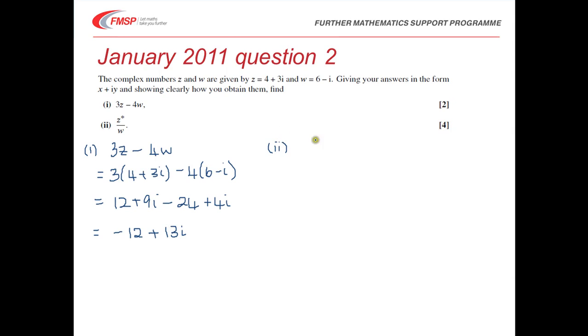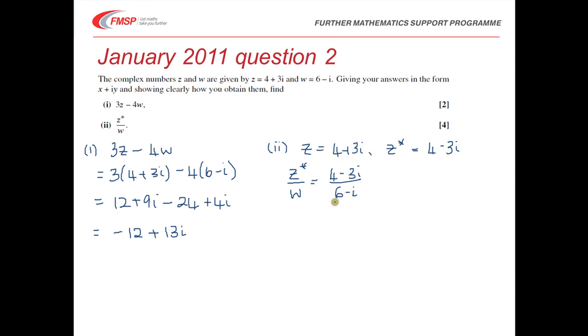In part two, we're asked to divide, and it's the conjugate of z divided by w. So if z is equal to 4 plus 3i, then the conjugate of z will be equal to 4 minus 3i. So the conjugate of z divided by w will then be 4 minus 3i divided by w, which is 6 minus i.